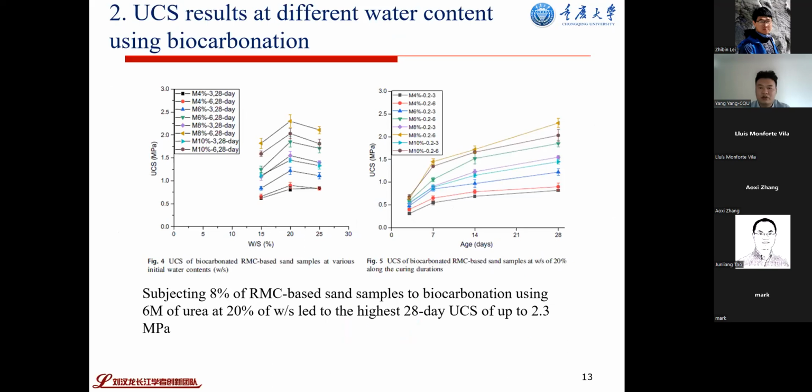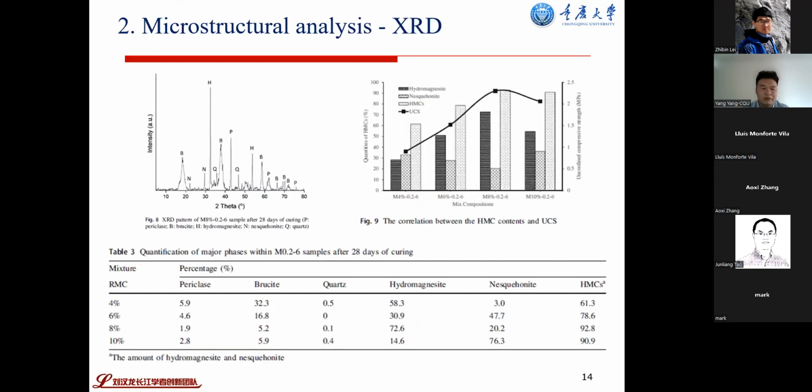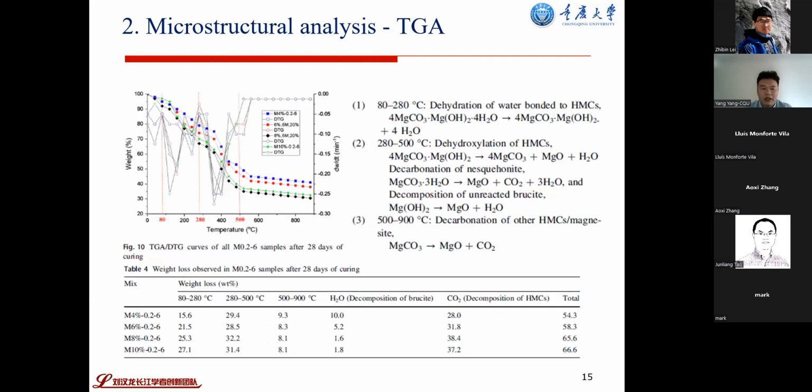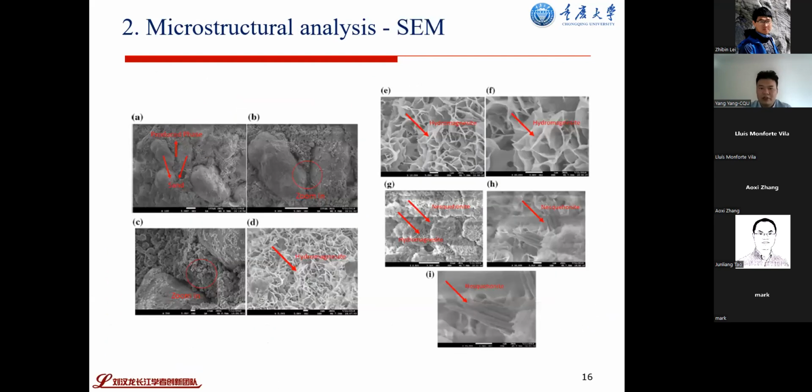I'll just quickly go through this because I think you may not be interested in this data. Just one thing: the strength is highly related to the HMC amount. This is my formula, and I just want to show you this optimal one. Through microstructure analysis, we can see the hydrated products are generally hydromagnesite and nesquehonite. This is the same as the carbonation method using conventional CO2.